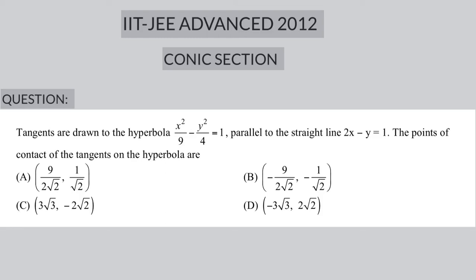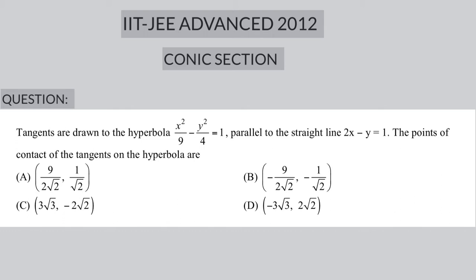Hello everyone. Now we will solve the problem asked in IIT JEE Advanced 2012 based on conic sections, and this is a problem on properties of tangent and normal related to a hyperbola. As per this question, tangents are drawn to the hyperbola x square by 9 minus y square by 4 equals 1, parallel to the straight line.